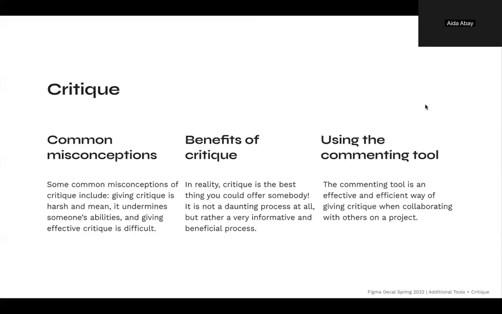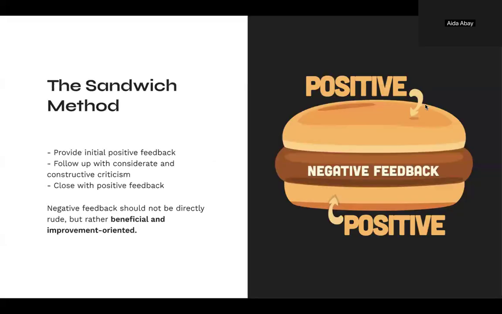So using the commenting tool is a really popular way that users in Figma give critique when collaborating with others on a project. What we encourage in our Figma decal is using the sandwich method. You provide an initial positive feedback, something that you liked about someone else's design. You follow up with a considerate but constructive criticism, and then you close with a positive feedback. The negative feedback should not be directly rude, but rather beneficial and improvement oriented.